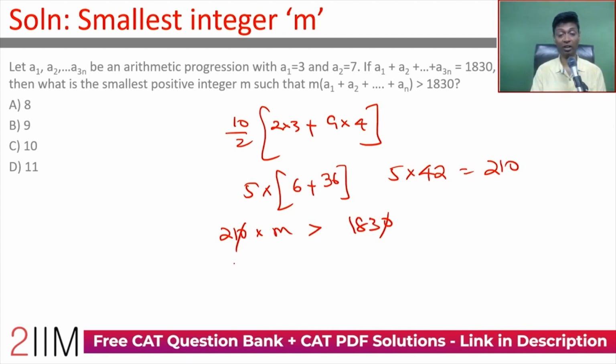21 into 9 is 189. 9 works. So I'm just doing it methodically, finding 3n, then finding n, then substituting and finding m. 21 into m is greater than 189, so m equal to 9 works.